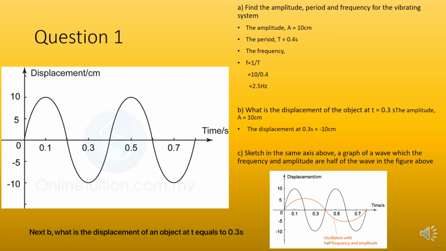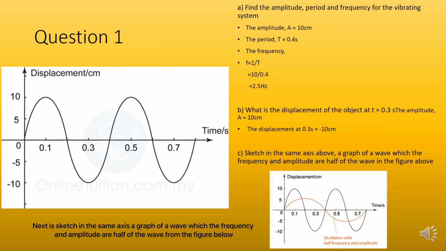What is the displacement of the object at t equals 0.3 seconds? The amplitude is equal to 10 cm. So the displacement at 0.3 seconds is equal to negative 10 cm. Just refer to the graph.